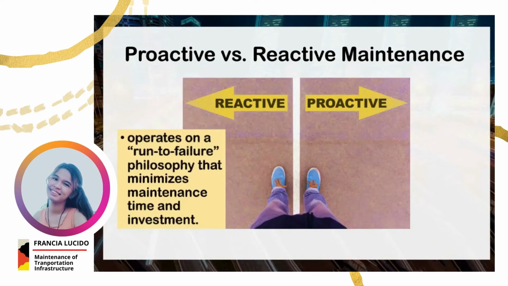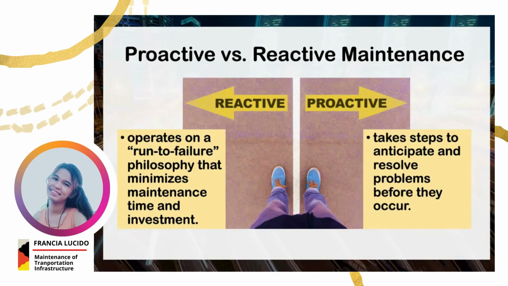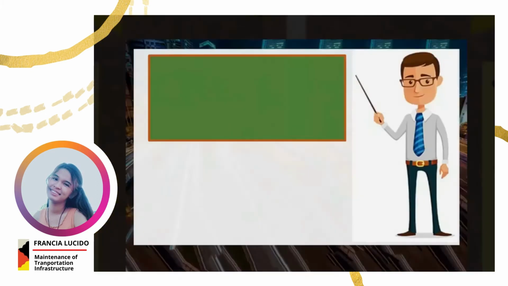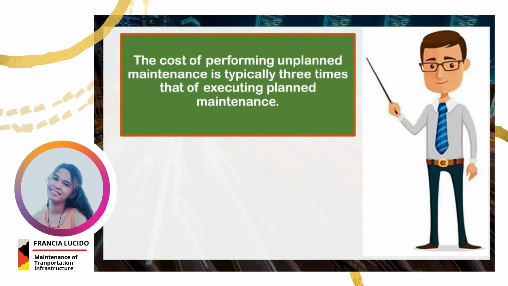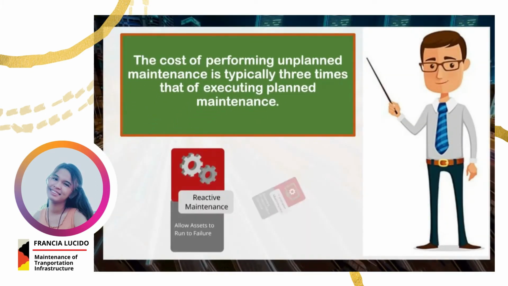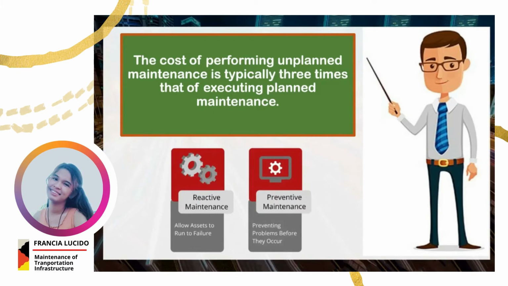Reactive maintenance operates on a run-to-failure philosophy that minimizes maintenance time and investment. Proactive maintenance, on the other hand, takes steps to anticipate and resolve problems before they occur. The key word in reactive maintenance is run-to-failure, which means maintenance is performed after equipment has broken down. This kind of maintenance is costly because the structure tends to fail unexpectedly, resulting in higher costs for repairs and unplanned downtime.